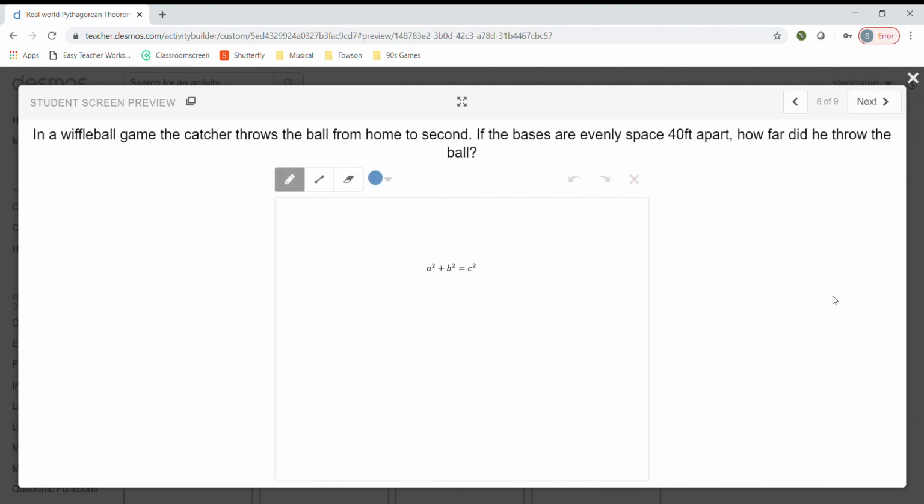All right, and number 8. In a wiffle ball game, the catcher throws to second base. So second base is over here. Okay, first base is here, and third base would be over here. I'll change this to a 2.